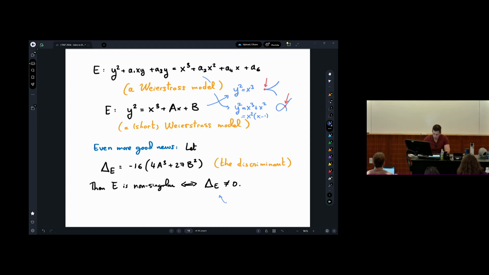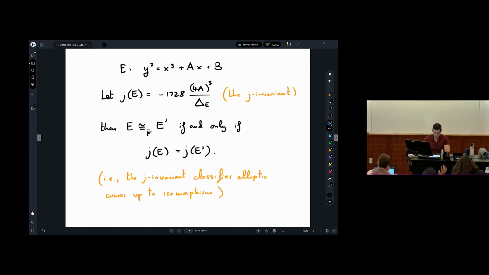Okay, so if the discriminant is non-zero, then you usually have things that are nice and smooth everywhere. It looks like something like this, or it looks like something like this. They might have two connected components, but it's smooth everywhere. Okay, so the discriminant helps you decide when elliptic curves are singular or non-singular.